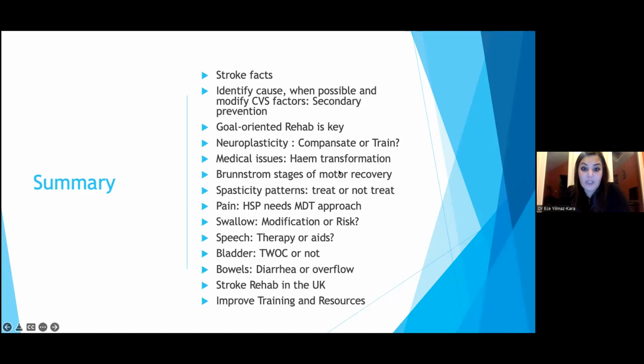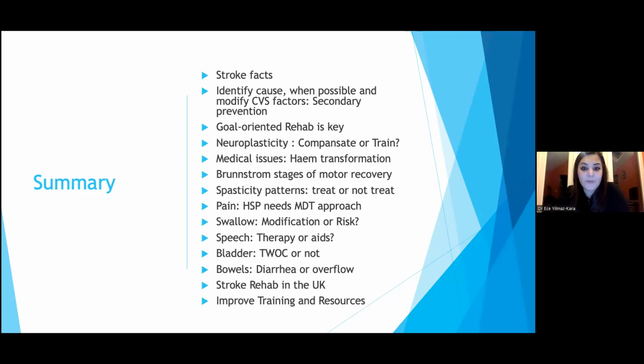Remember Brunnstrom stages of motor recovery. And remember the spasticity patterns, and remember it's not always bad, but if needed, you can treat. You can use toxin or splinting or physical measures if needed. Pain, we touched base on the hemiplegic shoulder pain as a specific issue for stroke rehab. That needs an MDT approach, and prevention is key, but we can utilize taping, intraarticular steroids, medication, or nerve blocks if needed.